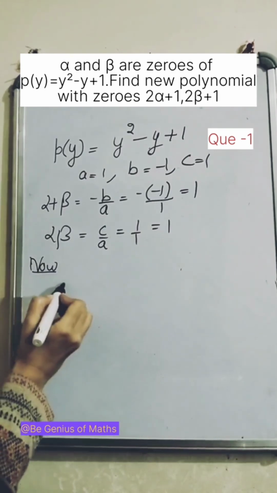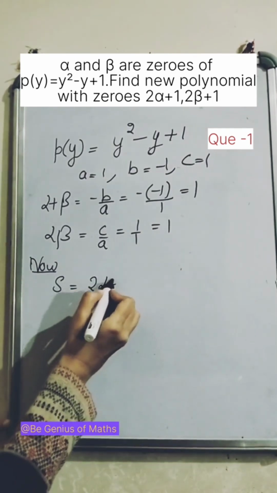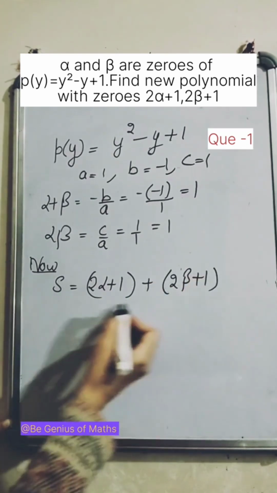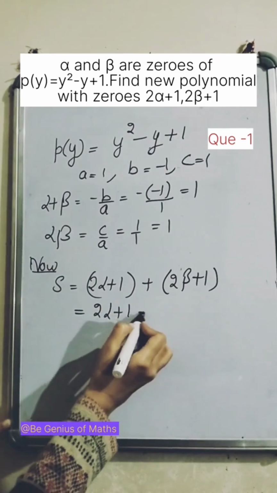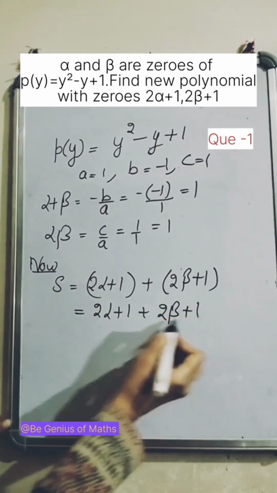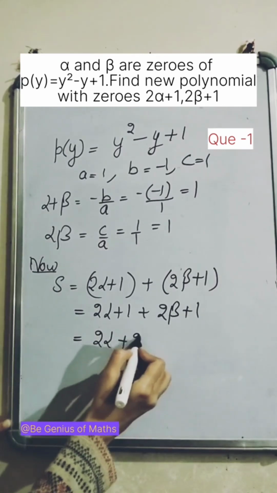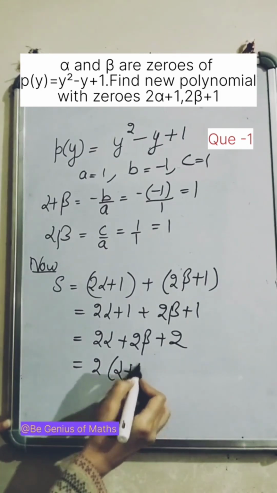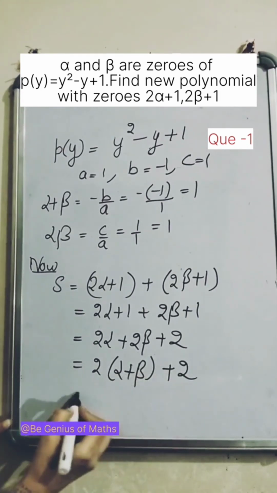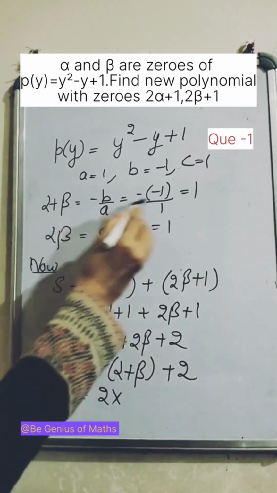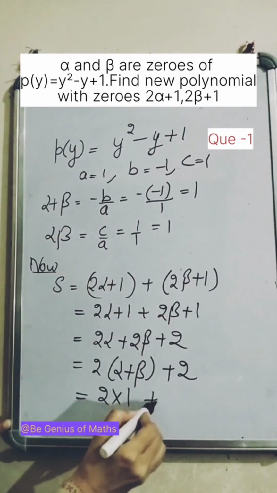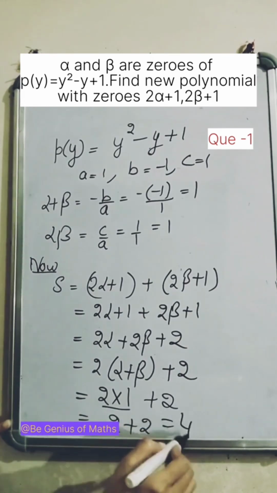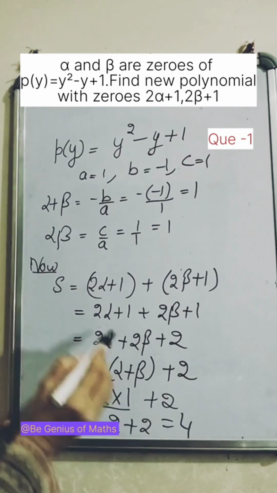Now the sum of new zeros. Zeros are not given, but we have to find the sum of new zeros. 2 common, alpha plus beta plus 2. Now alpha and beta are not given, so put the values of alpha plus beta. It becomes 4, so the sum of new zeros is 4.